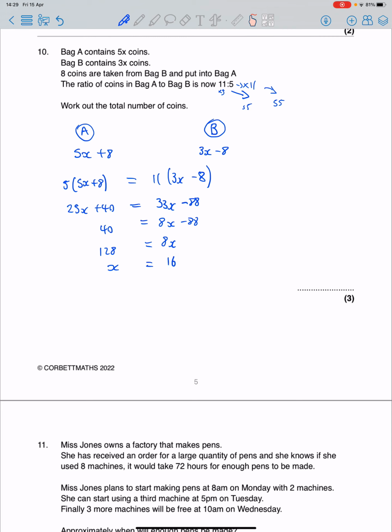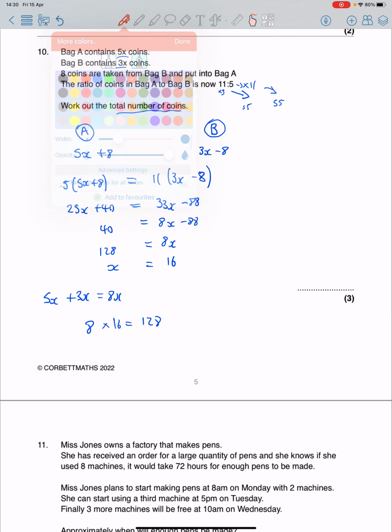But that's not the question. The question asks work out the total number of coins. So the total number of coins is 5x and 3x. So 5x plus 3x makes 8x, and then we're doing 8 multiplied by 16, which is 128. Now, we could have actually stopped this question. If anyone noticed, we could have actually stopped at this point and gotten our 8x. If you'd spotted already that 5x and 3x is the total number of coins, i.e. 8x. But not to worry.